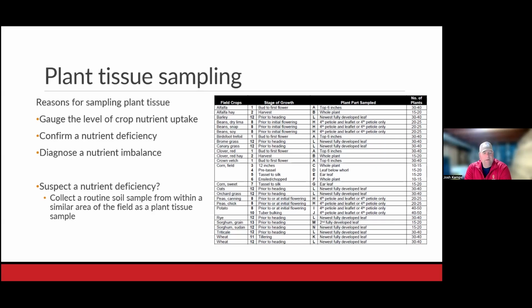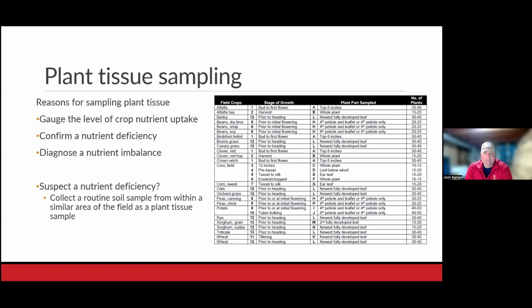If you suspect a nutrient deficiency when you're pulling these tissue samples, it is a recommended approach to also pull a routine soil sample at the same time. Okay, so within a similar area of the field. Gives us a chance to better understand: is this deficiency we're finding in that growing plant part a lack of those nutrients being available, or is there something within the plant that's not allowing them to be taken up, right?